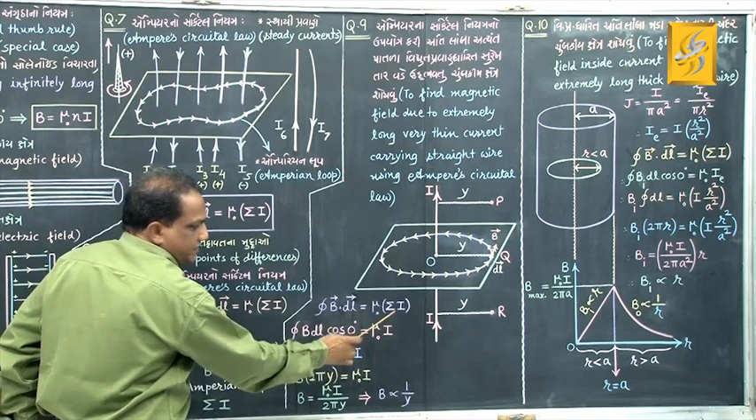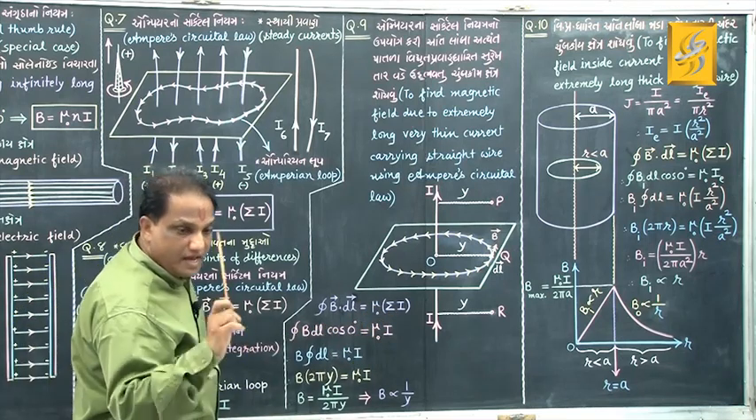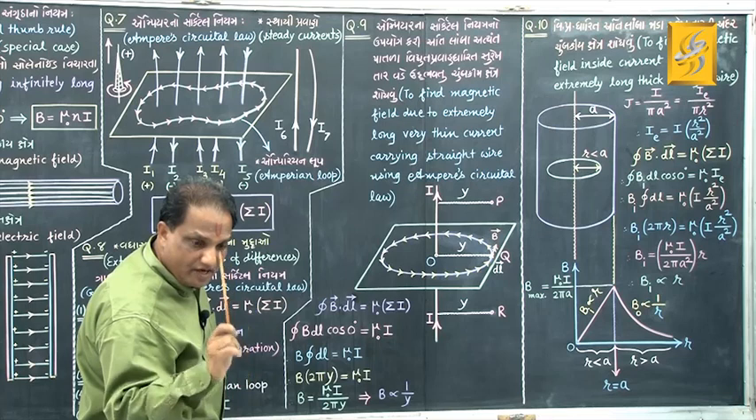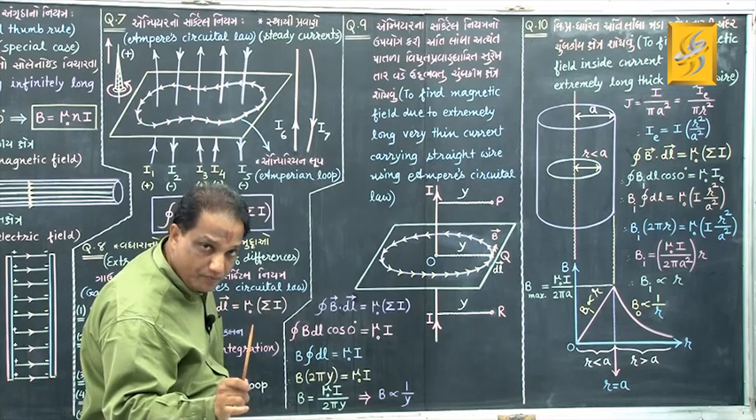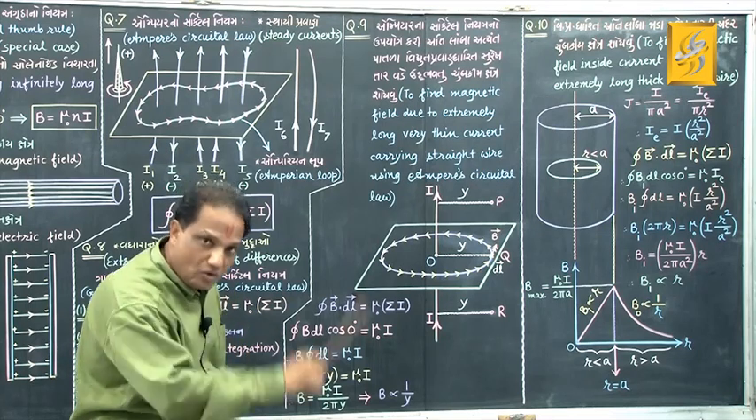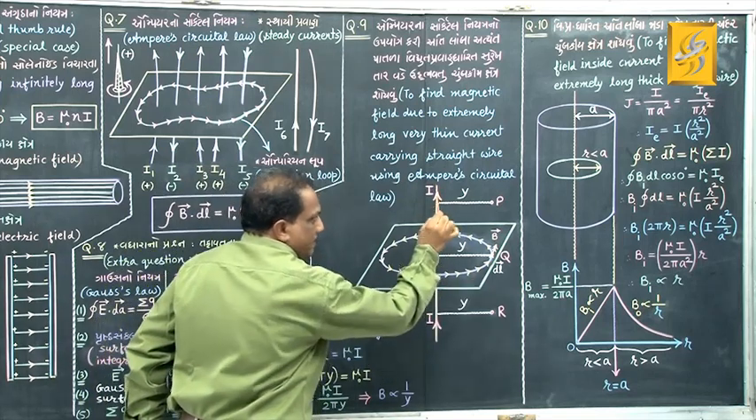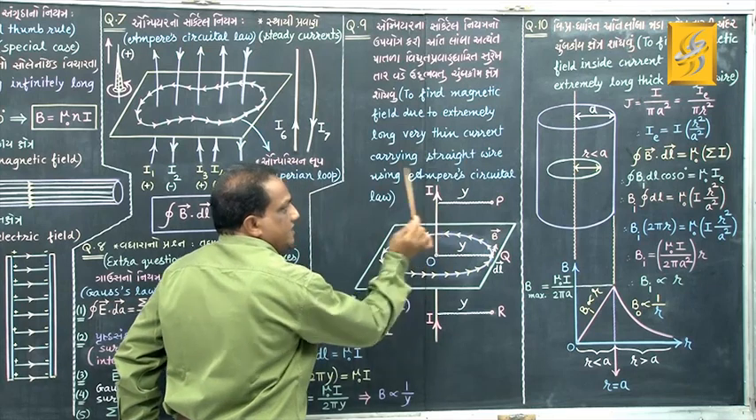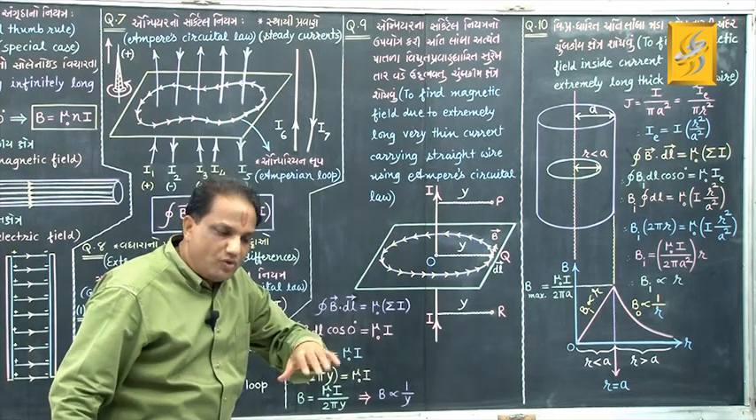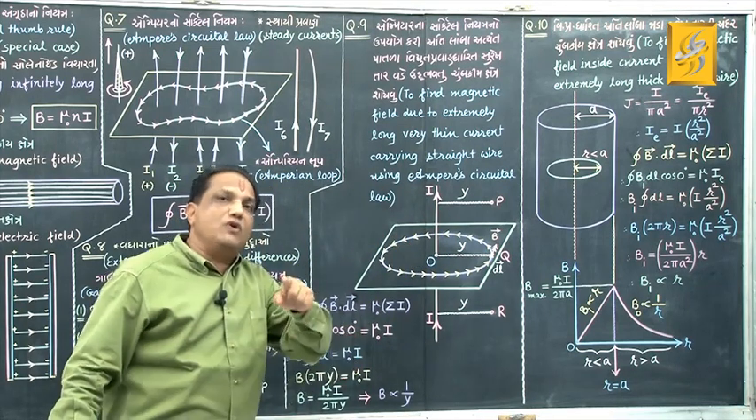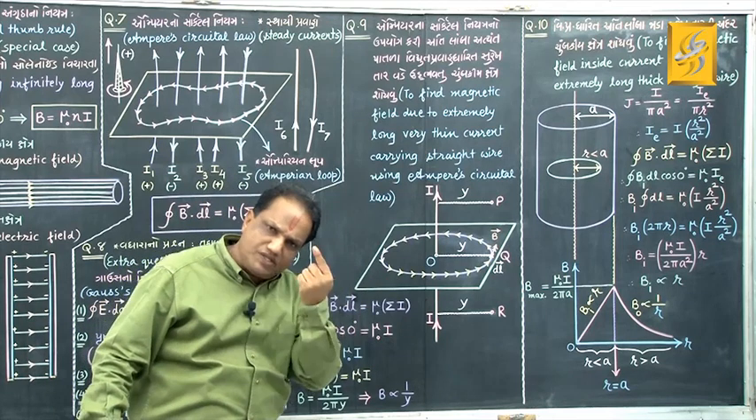Mu 0 as it is, sigma I means the algebraic summation of electric currents enclosed by the considered closed loop, the considered Amperian loop. Now this is the Amperian loop which encloses only one current right now, and that current is I, correct. You will require to take an algebraic summation provided you have more than one current. Here we have only a single current.